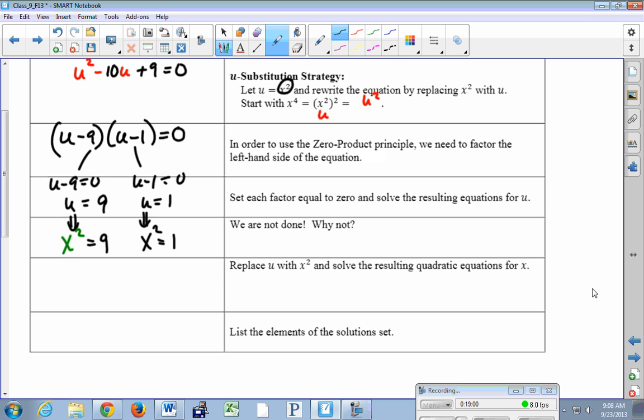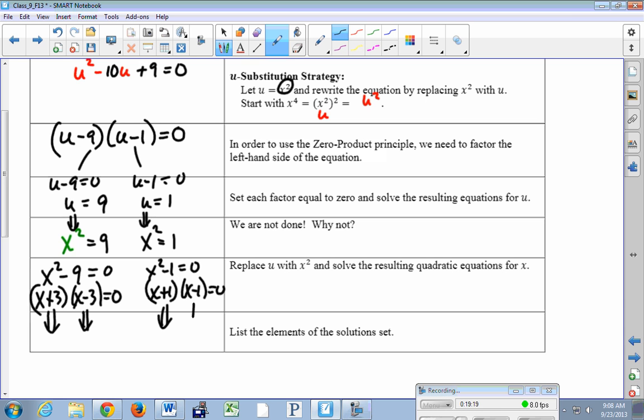So you got two choices here. You can say x squared minus 9 is 0. Difference of squares. Boom. I'm almost done here. I just factor that very quickly. I subtract 1 from both sides. X plus 1, x minus 1 equals 0. Now I set each factor equal to 0 and solve for x. And there are my 4 solutions. There they are.